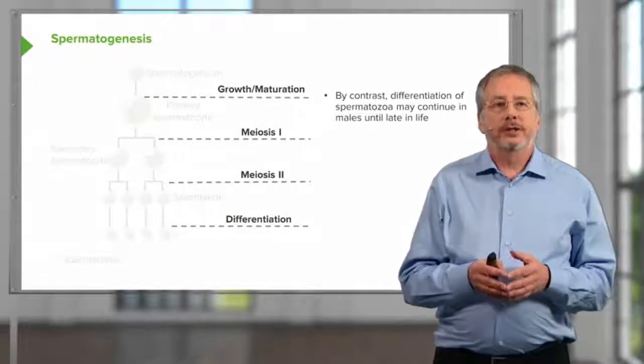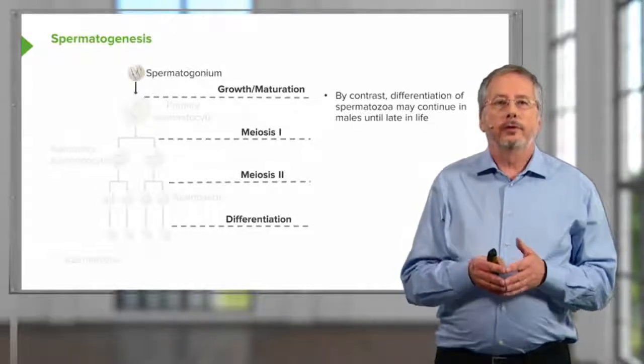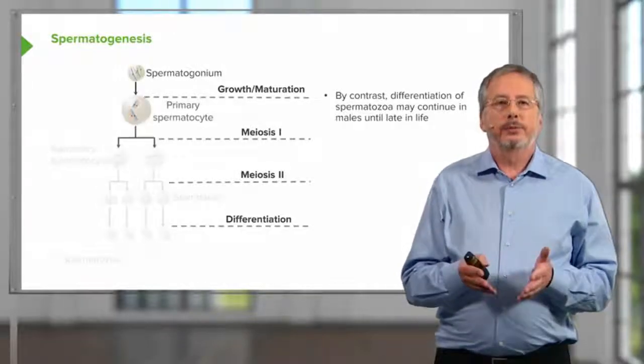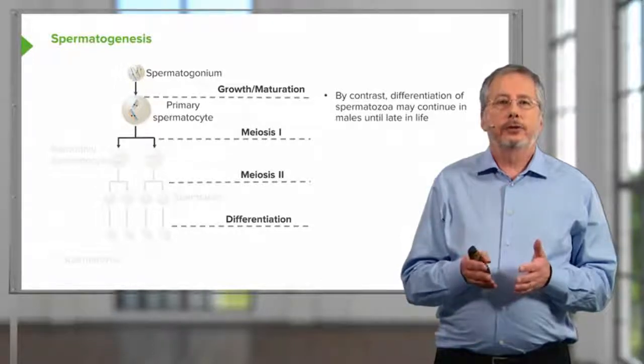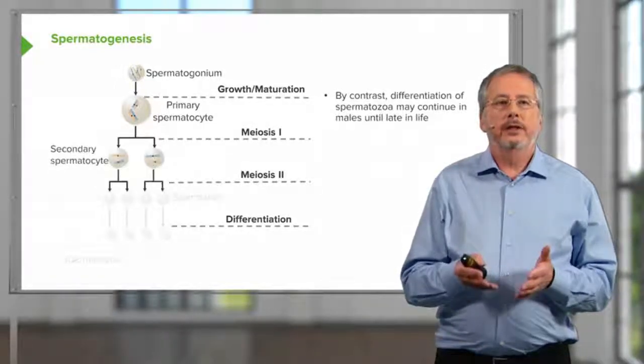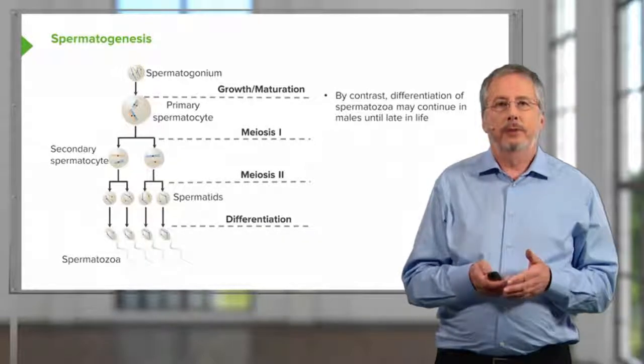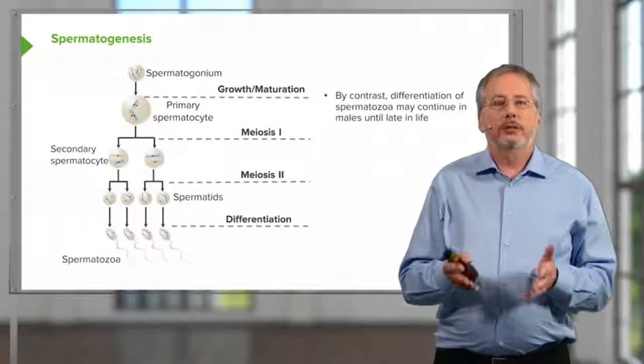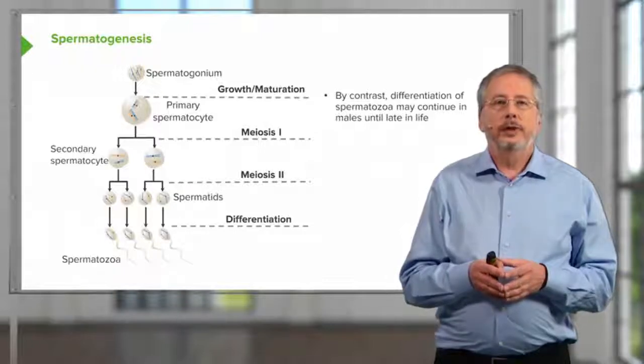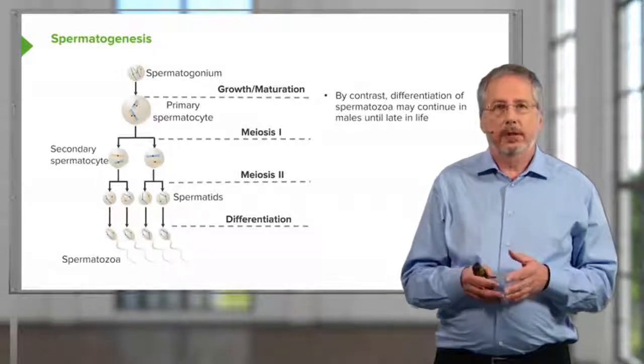Let's have a look now at spermatogenesis. And again, it will form from the spermatogonium a primary spermatocyte and then enter the two meiotic divisions, which will finally give rise to spermatids, and these will differentiate into spermatozoa. This process is not confined to one particular time in males and will in fact continue through adult life.